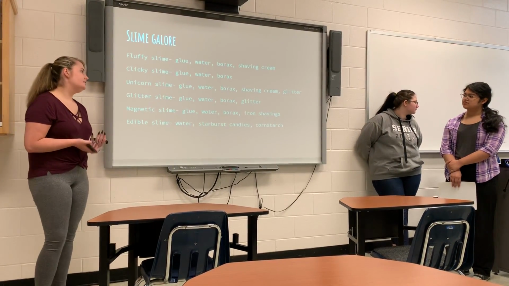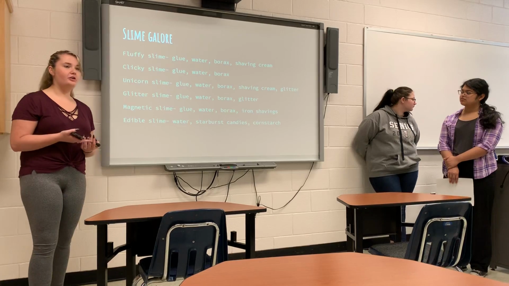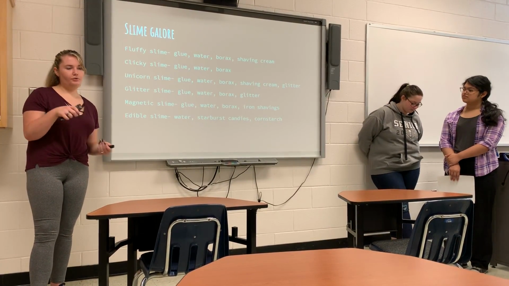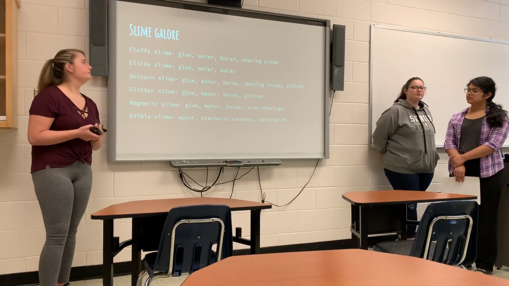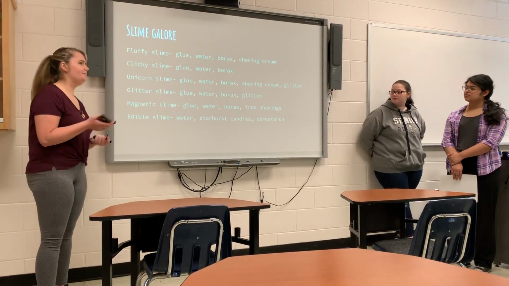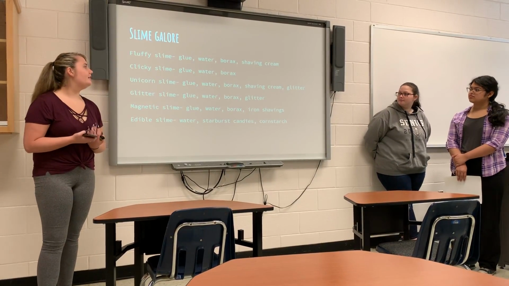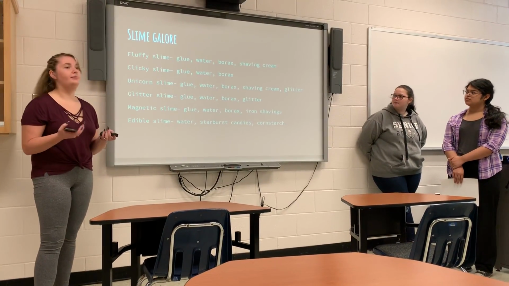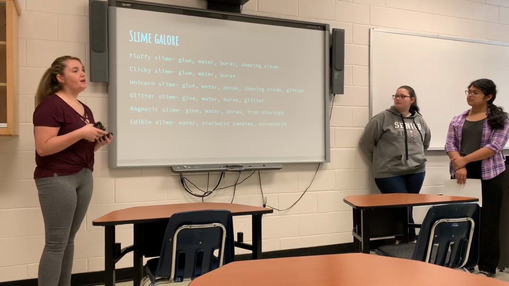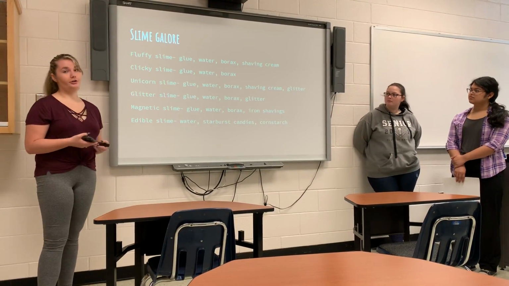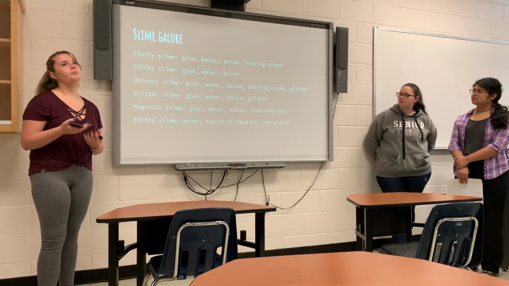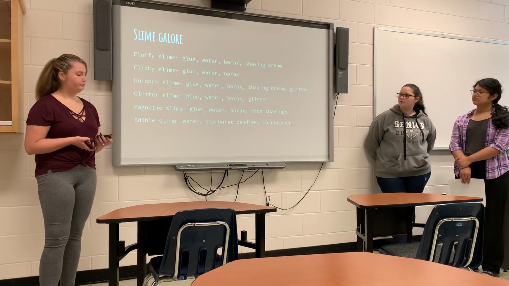Magnetic slime is glue, water, borax, and iron shavings. You can take a magnet and wave it over top, and it moves to follow the magnet. Glitter slime, basically that's explainable. Just put glitter in it. Unicorn slime is shaving cream and glitter. Anything you want, basically. Clicky slime is just your basic slime, which is borax, water, and glue. And fluffy slime is glue, water, borax, and shaving cream.